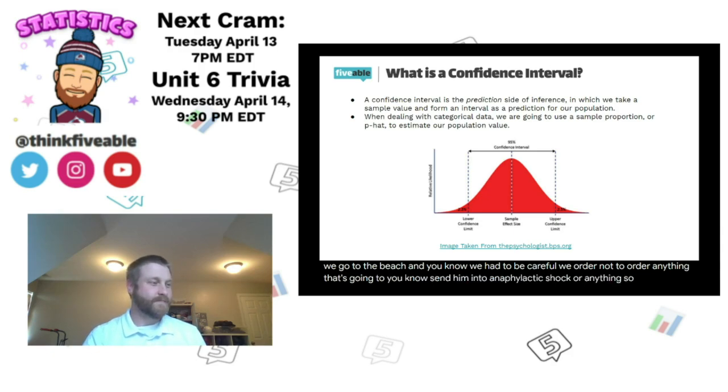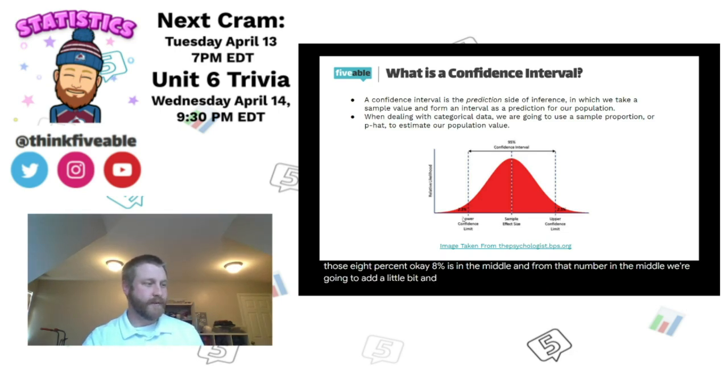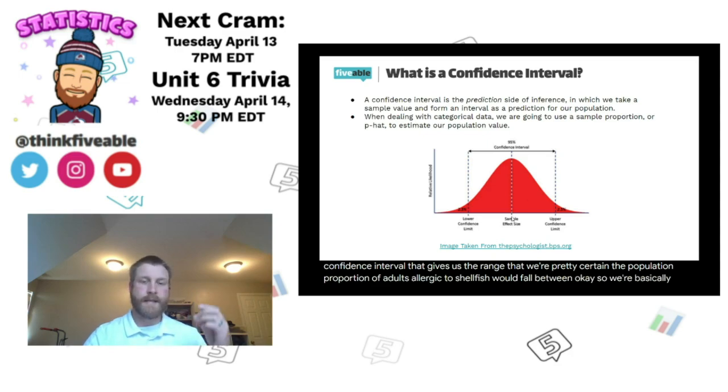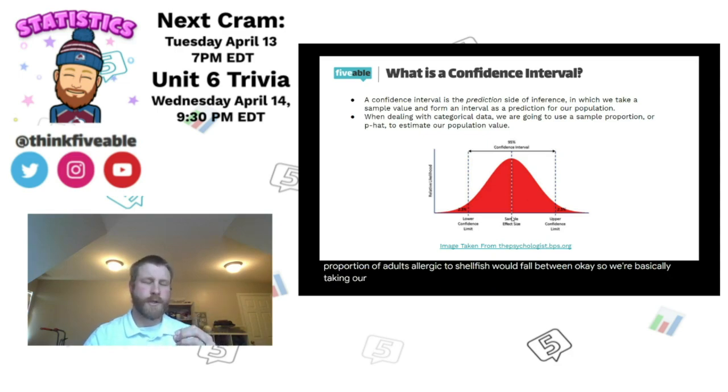So, let's say 8%. Okay, 8% is in the middle, and from that number in the middle, we're going to add a little bit and subtract a little bit, and that creates our interval, our confidence interval, that gives us the range that we're pretty certain the population proportion of adults allergic to shellfish would fall between. Okay, so we're basically taking our sample proportion and creating a buffer zone around that.